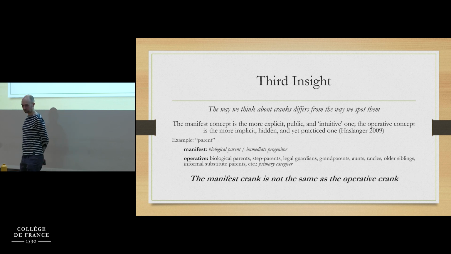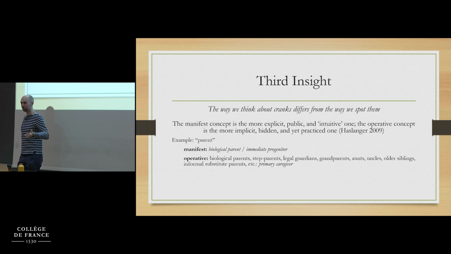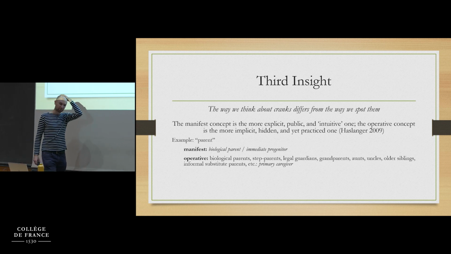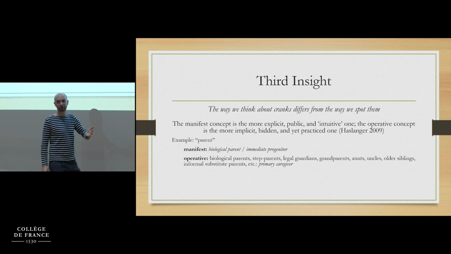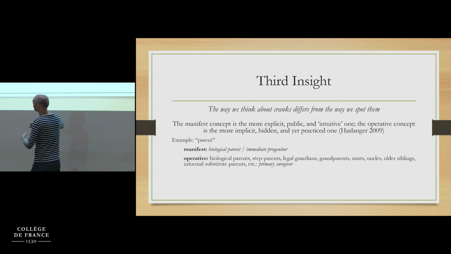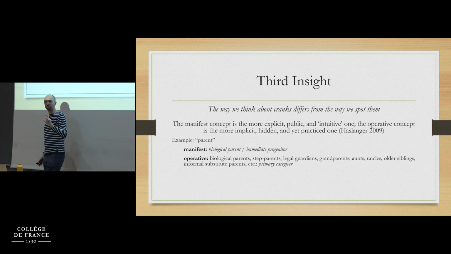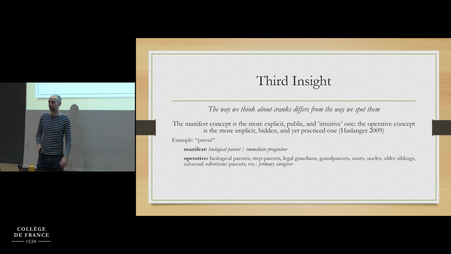Well, here's an example that Haslanger gives us. Think of parent. The manifest concept is the concept that we have in our head, the concept that comes to mind when we hear the word parent. And what we instantly think about is biological parent, right? That's the thing that comes to mind. Whereas the operative concept is the concept as we use it, right? So when a school is sending out a letter to the parents or is organizing a parent night, they do not only speak to biological parents, right? They speak to step-parents, legal guardians, grandparents, aunts, uncles, all the siblings, informal substitute parents, what have you. They're speaking to primary caregivers, right? So we use the same word parent, but there are these two different meanings. The manifest meaning is this thing that we have in our head, and the operative meaning is how we actually use it in practice, if you wish.